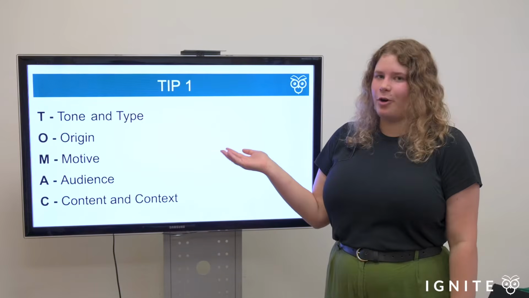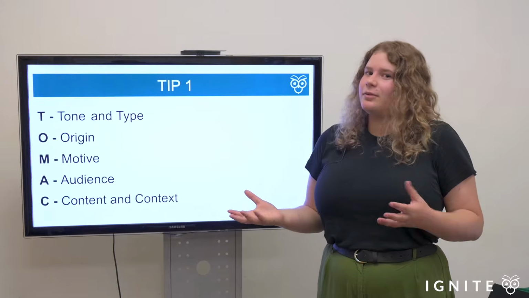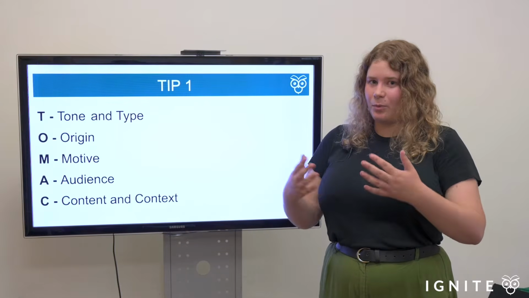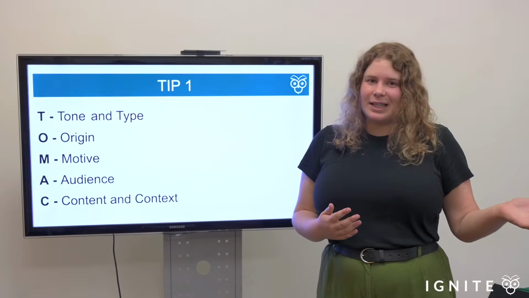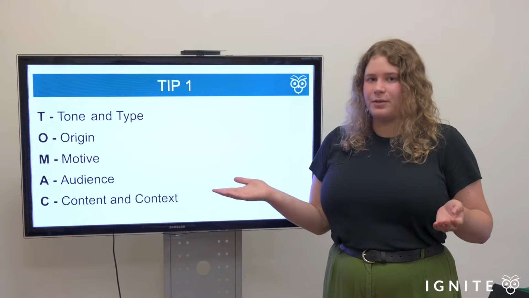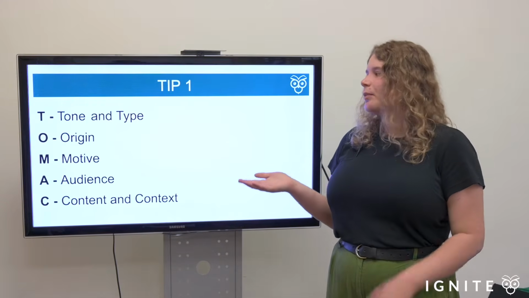The O is then for origin. This is really important because where a source is created is very important to what it is trying to achieve. For example, a source created in England during World War II will have a very different purpose than a source created in Germany during World War II.